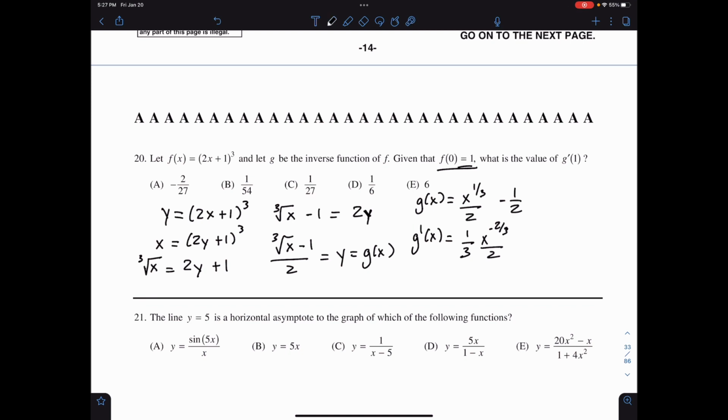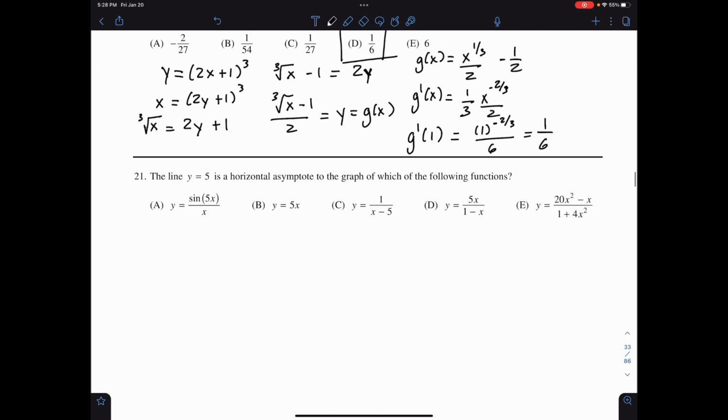And now I can just plug in 1 for my x. So I have g prime of 1 is equal to 1 to the negative 2/3 all over 6. And 1, really, to any exponent just comes out as 1. So I get 1 over 6. And that's D. So the answer here is D. Perfect. Now on to 21.